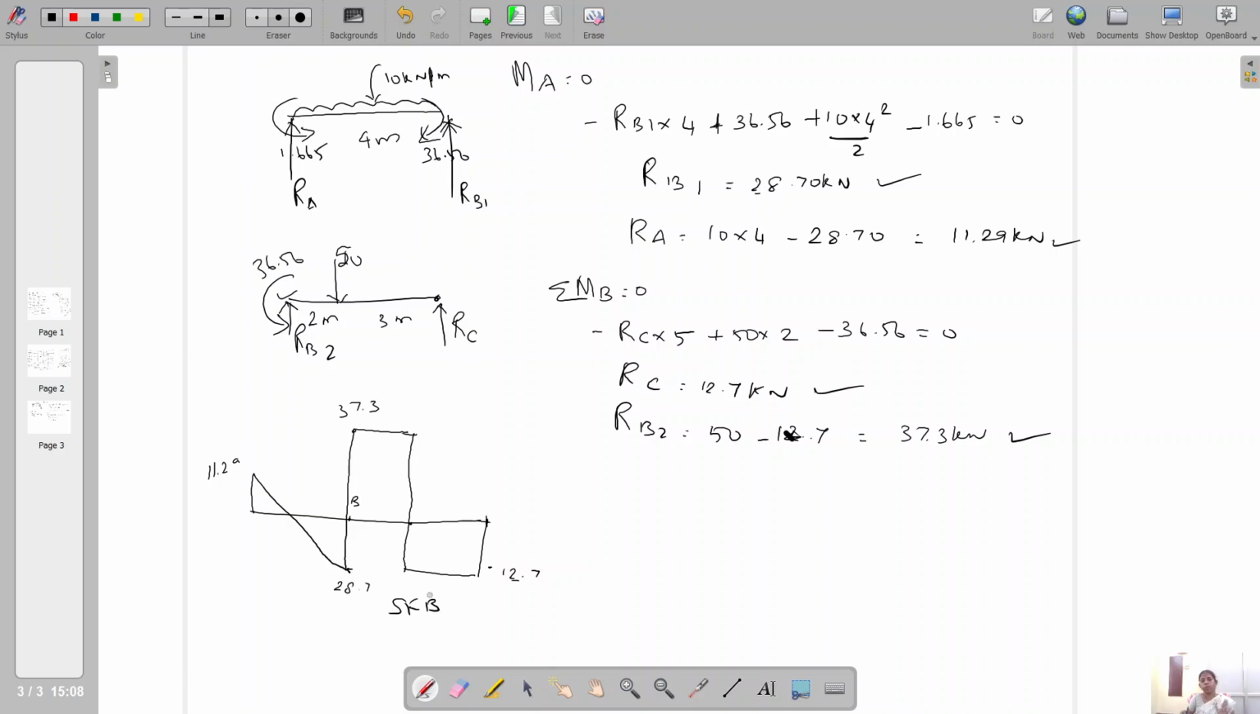So this problem is a very simple problem in moment distribution because we get the final moment within two iterations. When there is a sway problem, or if you have three spans or three members connecting at a joint, you will get more iterations and more repeated balancing and carryover steps. So you take this problem as an example to work out more exercise problems.